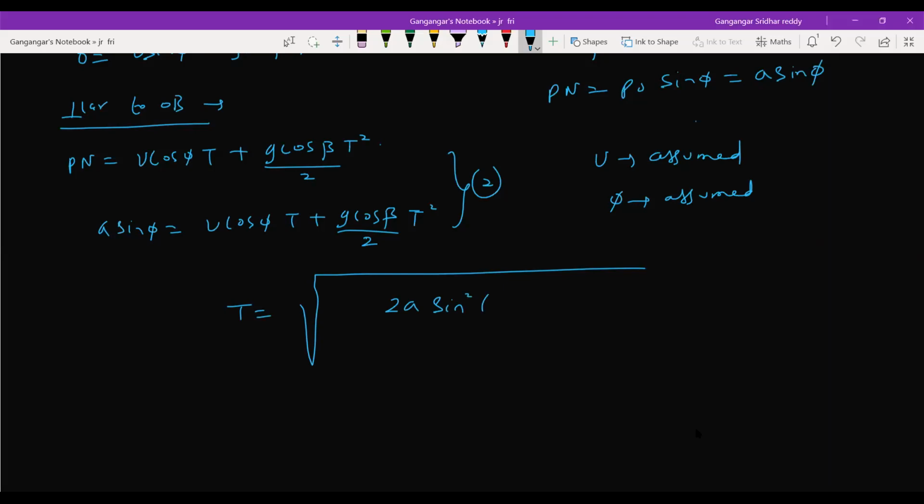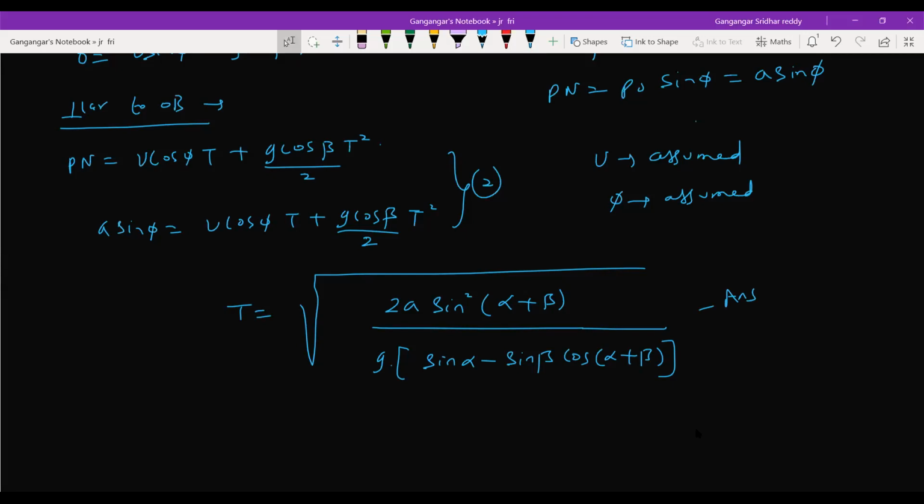2a sine square alpha plus beta, over g. Okay, this is the expression for the time of flight.